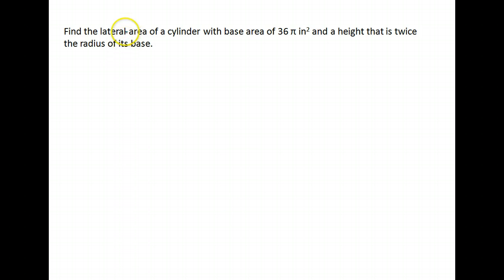All right, find the lateral area. Okay, so that's important. We need our lateral area formula. I'm going to write that down right now. Lateral area is equal to 2 times pi times the radius times the height. Okay, with a base area of 36 pi inches squared and a height that is twice the radius of the base. Well, this is a tricky question.